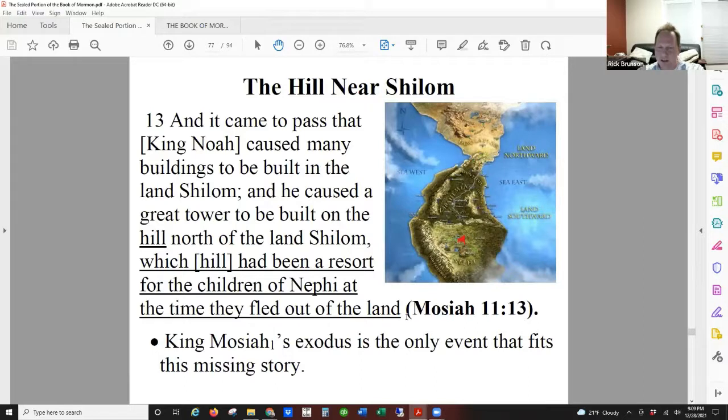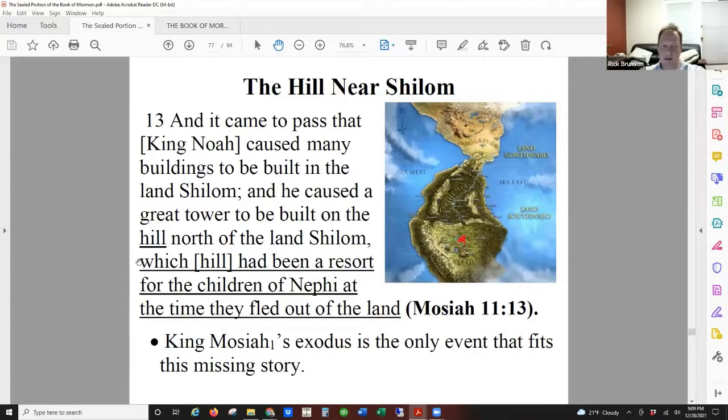So when did this happen? We don't have a record of this outside. King Mosiah's Exodus is the only event that fits this missing story. So Mormon probably told all about this hill that King Mosiah went to, and it was a place of refuge at the time they fled. He just references back to it when he's talking about Noah. Does that make sense?